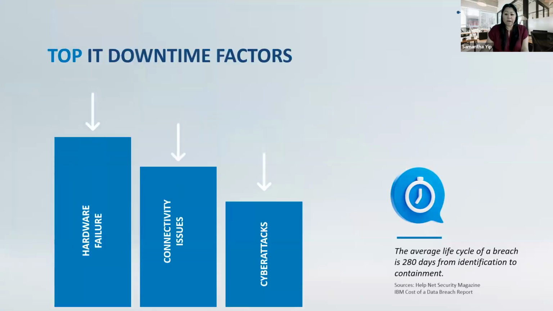The top reason for IT downtime is hardware failure, which is followed closely by connectivity issues and cyber attacks. All of these factors can compromise or destroy your data. It can severely affect your business continuity. It's also worth noting that there is an average life cycle of about 280 days from identification to containment of a breach. And during this time, you may or may not have access to your data.